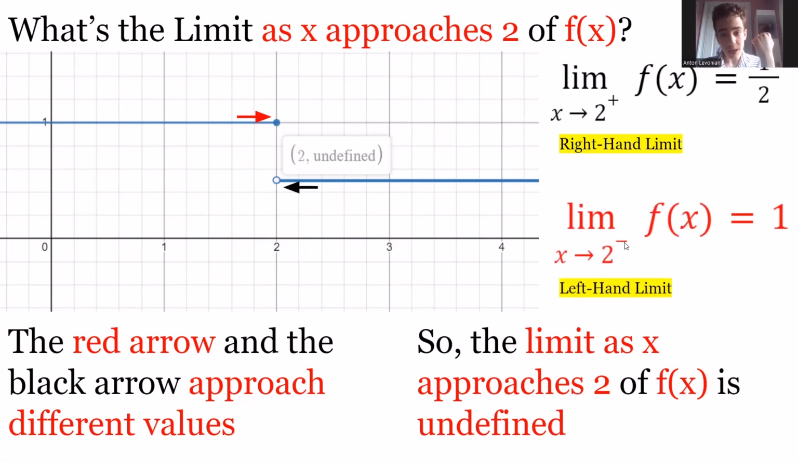From the negative side, as x approaches 2 from values that are less than 2, we see that the limit of f of x is equal to 1. So the individual right-hand and left-hand limits exist, but the singular limit at 2 does not exist. Everyone good with this concept? Because it can get a bit tricky.